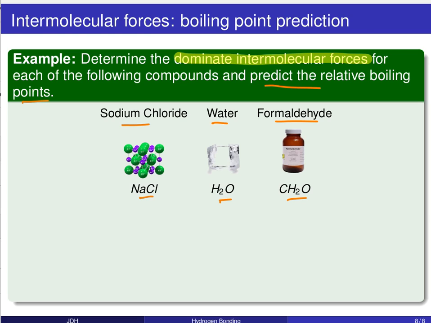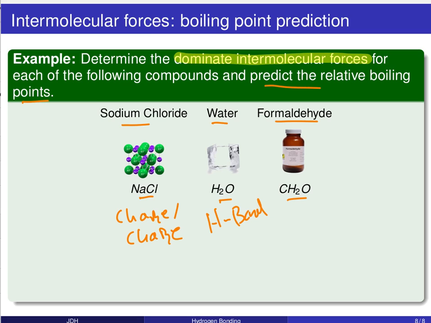Okay, so let's go through starting from left to right. Sodium chloride. Well, of course, we know sodium chloride is built from these positive and negatively charged ions. So the strongest interaction in sodium chloride crystals is going to be charge-charge. Water molecules, as we just saw, are able to undergo hydrogen bonding.